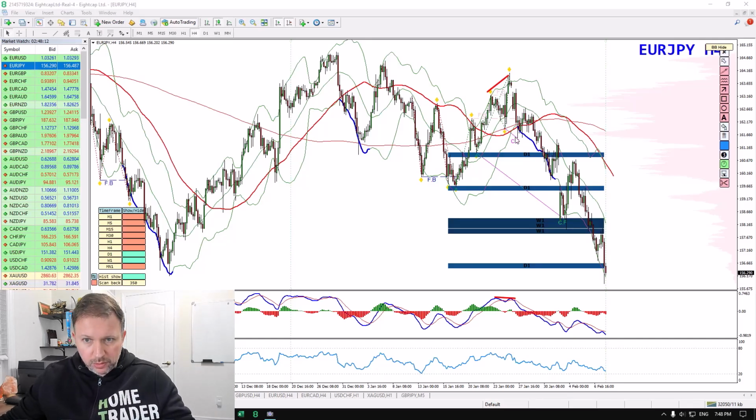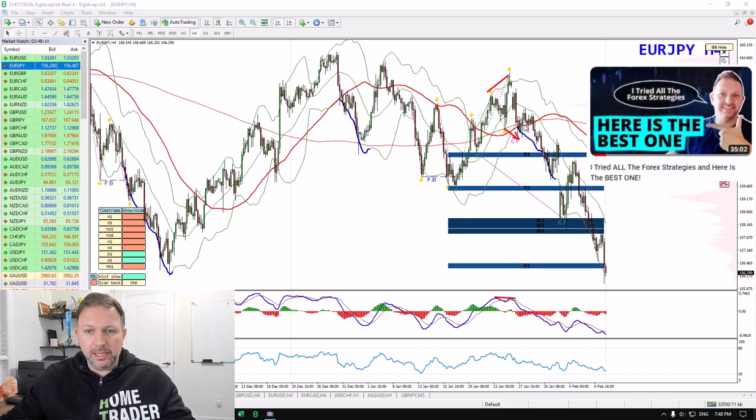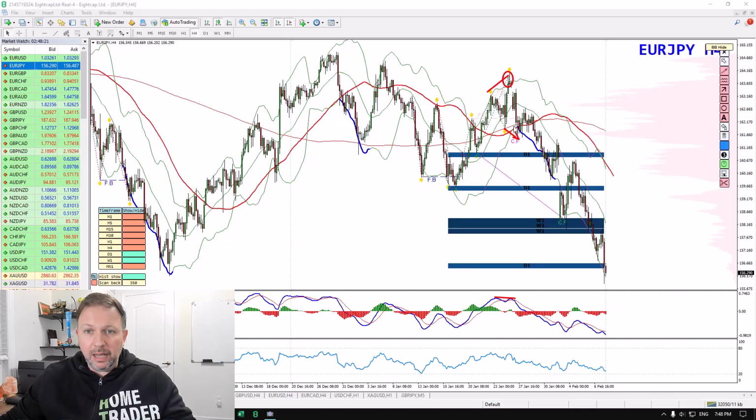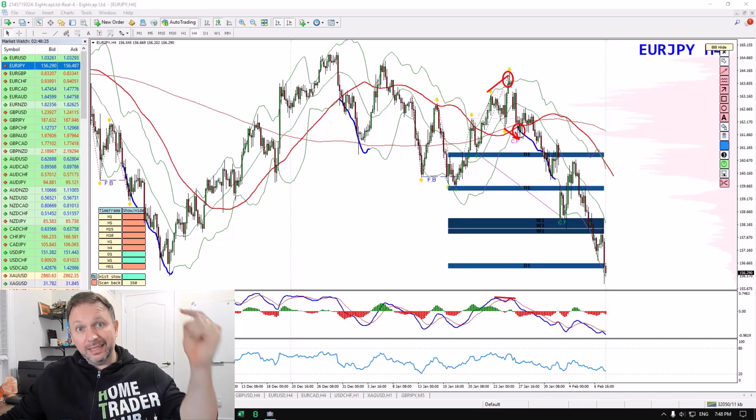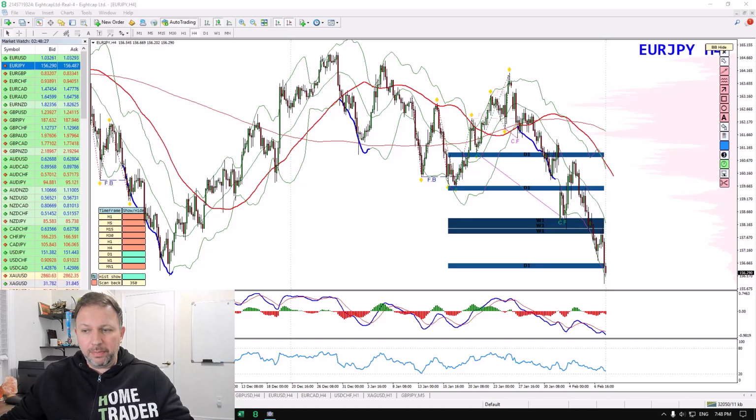What do we want to see? We want to see the market making lower lows on the chart and the Bollinger Bands bouncing from the upper Bollinger Band and breaking down to the opposite band, the lower band. And in that case, we have lower lows and a break of the Bollinger Band.